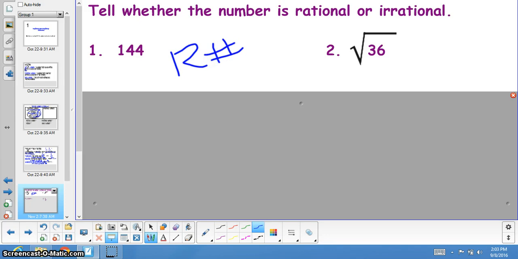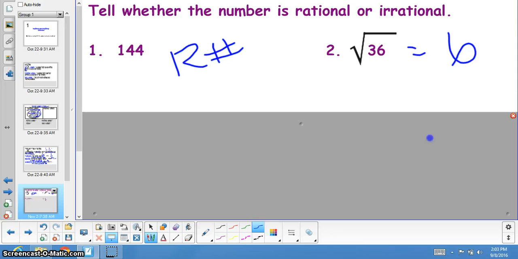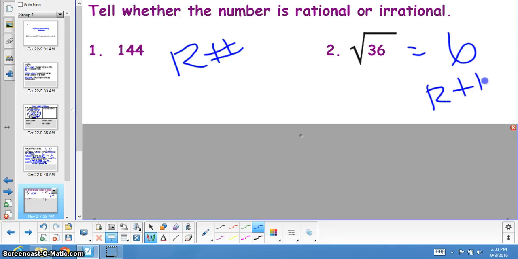What about the square root of 36, number 2? I see a square root sign and I may think, oh, it's irrational. However, we know square roots work if they're perfect squares. Is there a number that is multiplied to itself to give me 36? Yes, 6. 6 is a whole number. It's on the number line. It's an integer. Therefore, it is considered a rational number.